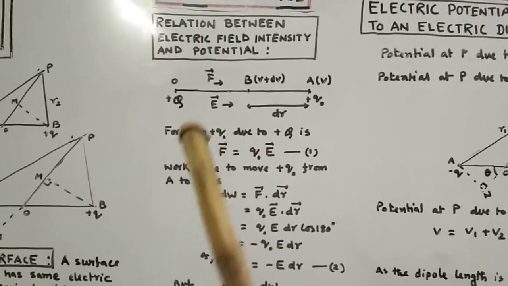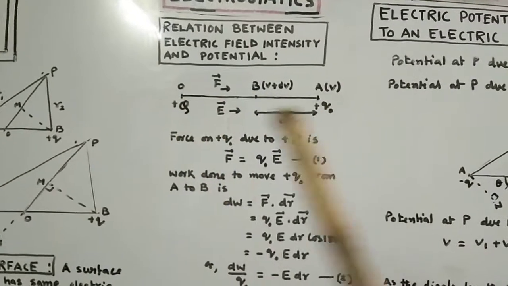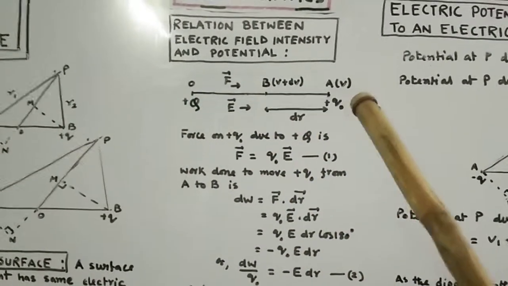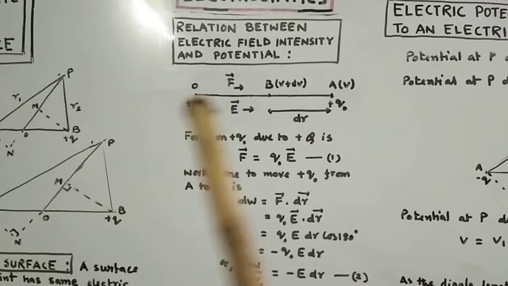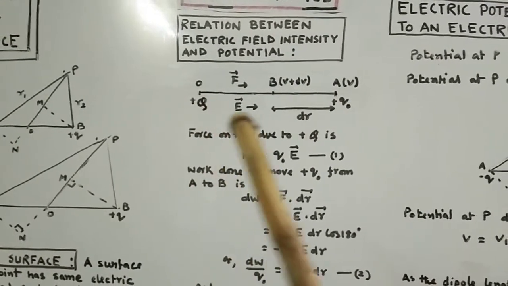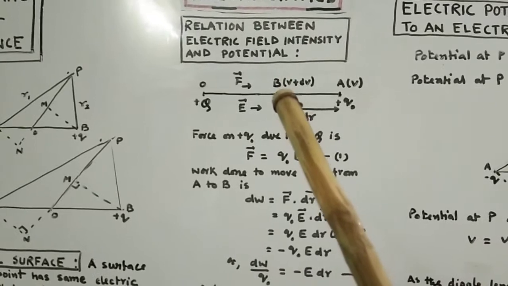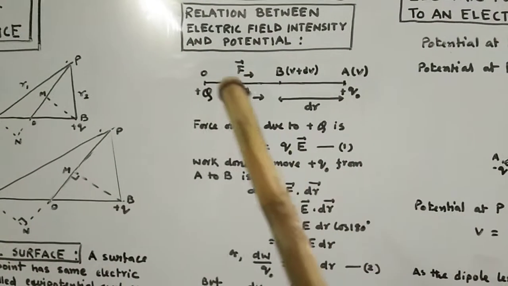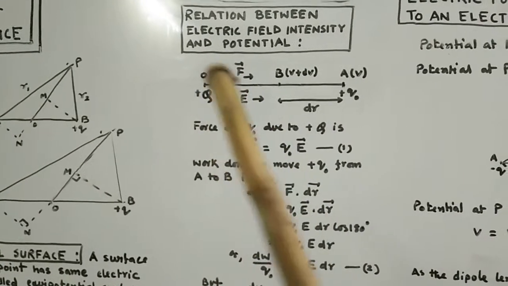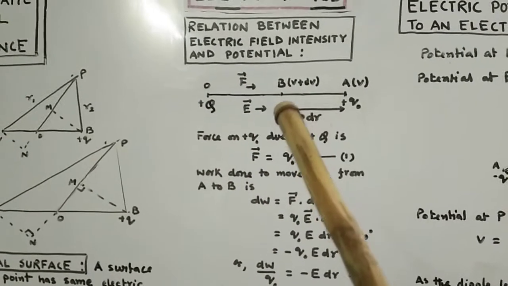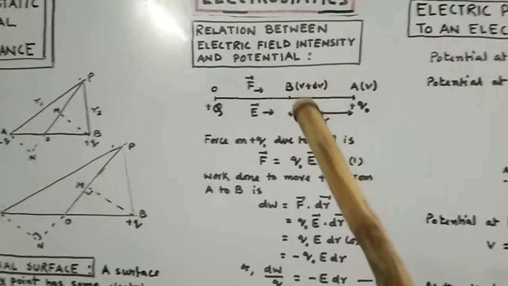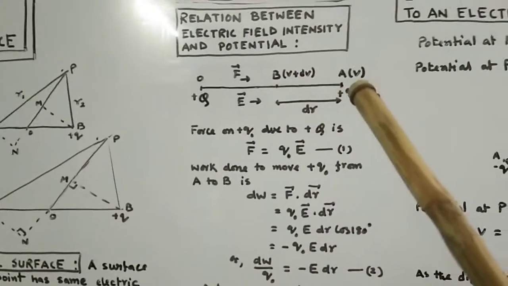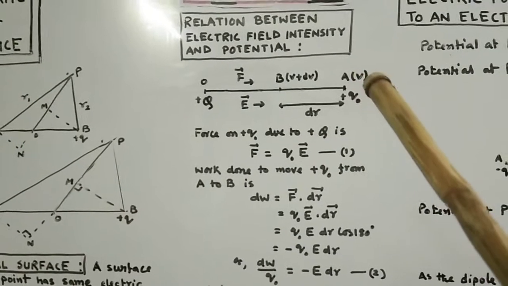So you see this figure, plus Q charge, and A and B are two points within the field of this plus capital Q charge. So definitely if you want to bring a charge from infinity closer to this charge plus capital Q, then you must do more work. More work means more potential. So B has a higher potential, V plus dV, and A has a smaller potential, V only.